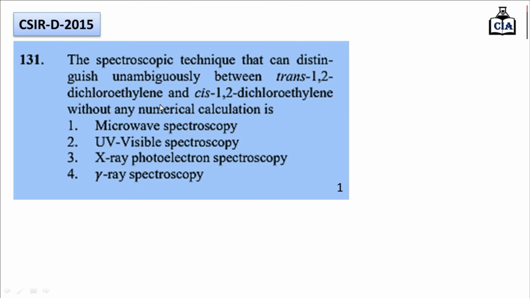Now next question from the CSIR December 2015. This is a simple question: we have to distinguish between cis and trans isomers. They differ in dipole moment. One has mu equal to 0, and the cis isomer does not have mu equal to 0. So there is a difference in dipole moment. So only microwave spectroscopy will distinguish between cis and trans isomers. So option A, option 1, is the correct answer.